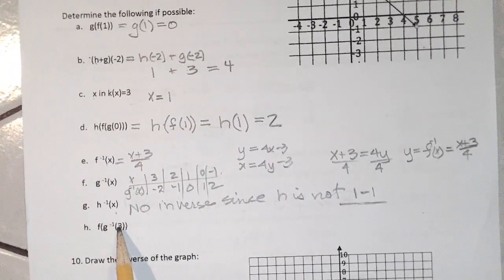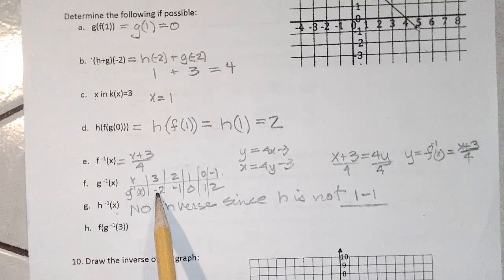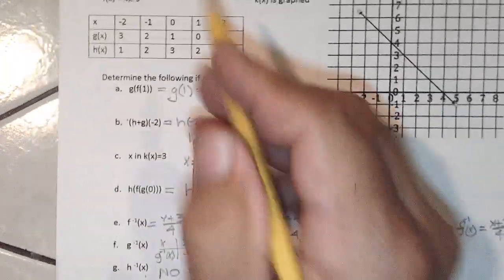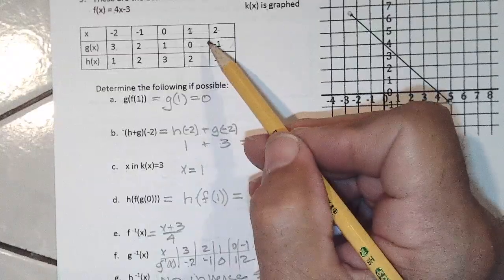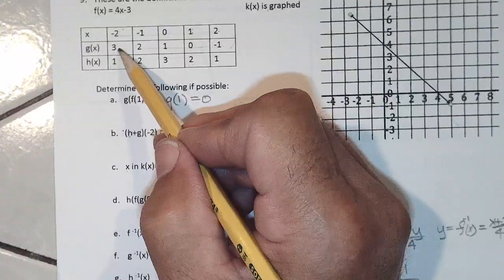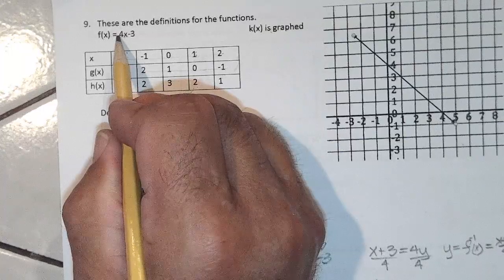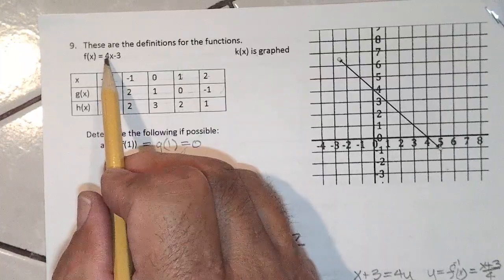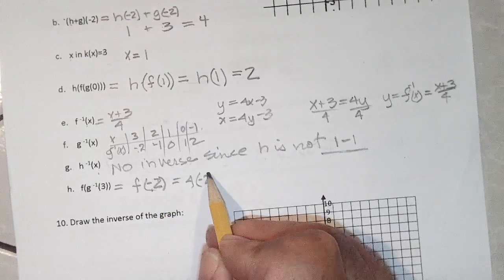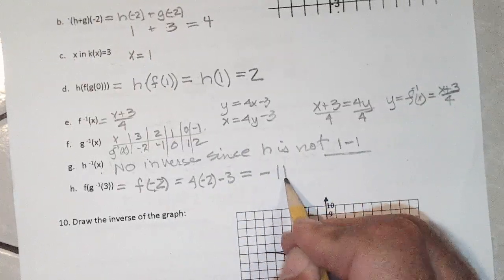And now we got to put 3 into g inverse. 3 in the g inverse is minus 2. So we go from 3 backwards, not from x to g of x, but from g of x back to x. That's minus 2, and then we got to put that into f. And so that's 4 times minus 2 minus 3, so that's minus 8 minus 3, negative 11.